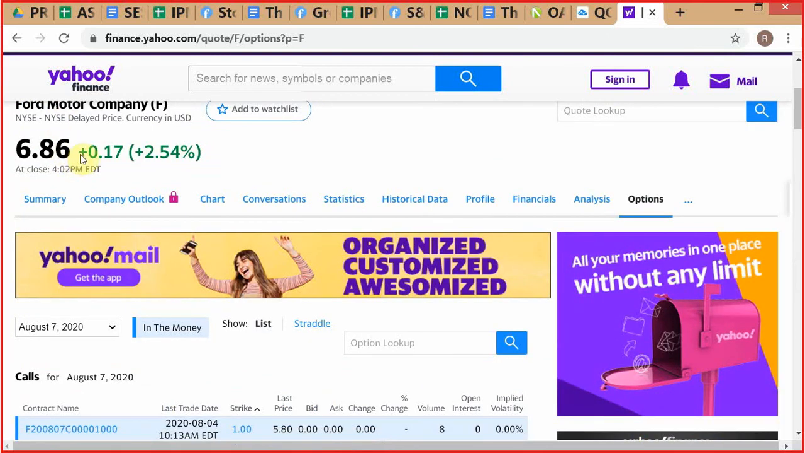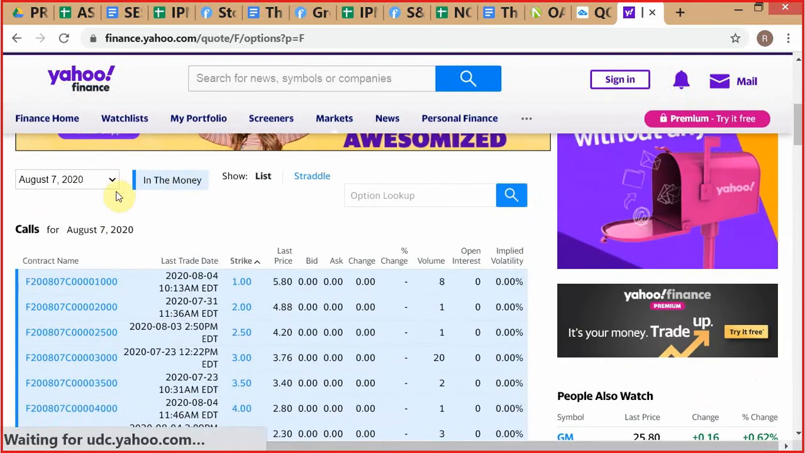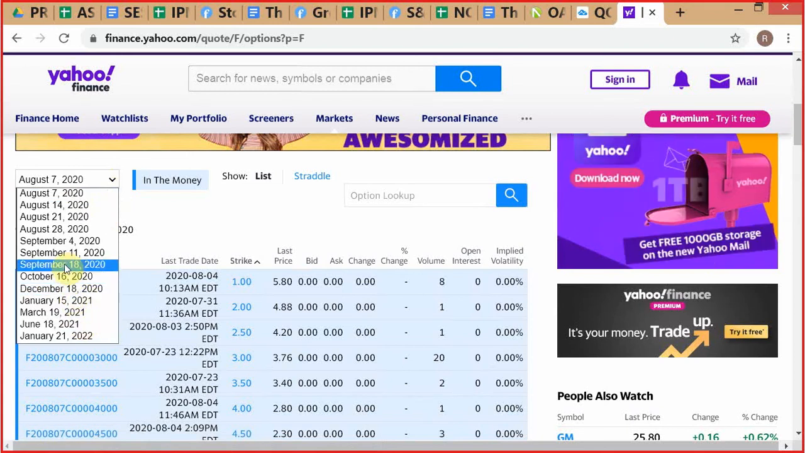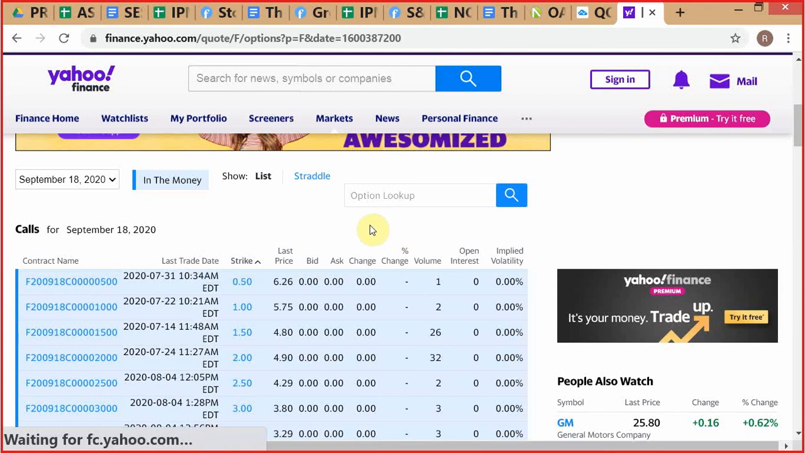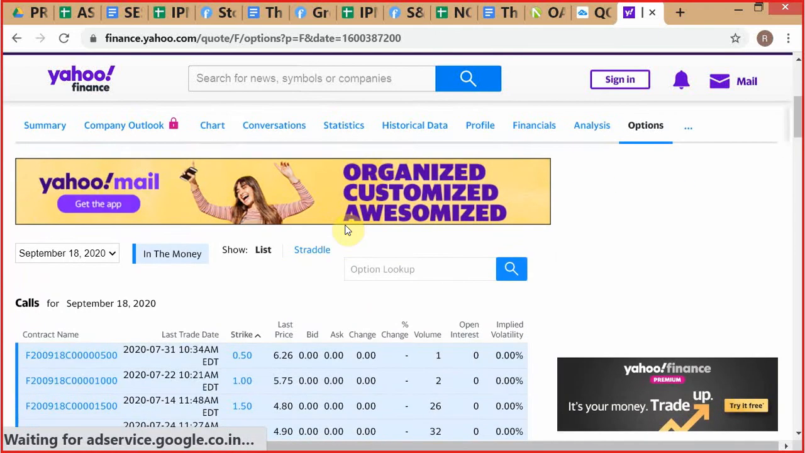Now you see this is the spot price, but there are also many options. If I choose an option very much later, further out, let's choose the September 18th option, then I can see that there are options trading.